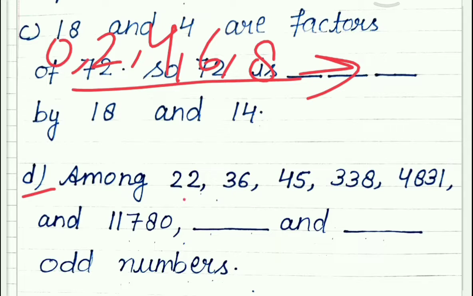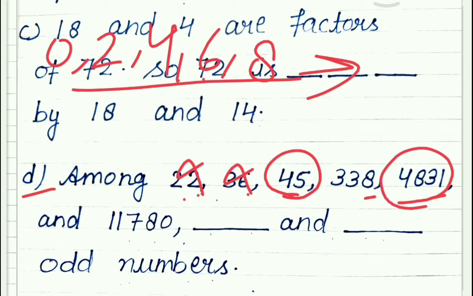Here is the first number, 22. It is divisible by 2 and the last digit is 2 also, so it is an even number. Next, 36, last ending digit 6. Here we can see it is an even number, not an odd number. 45, the last ending digit is 5, and it is not divisible by 2, so it is an odd number. Next, 338. Here the last digit is 8, which is divisible by 2, so it is an even number. Then 4831, last ending digit 1 and not divisible by 2, so it is also an odd number.